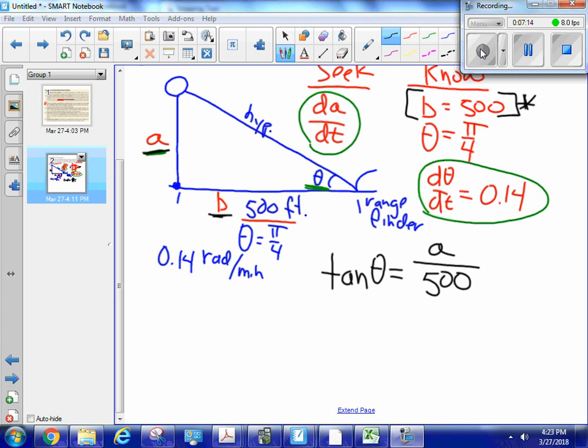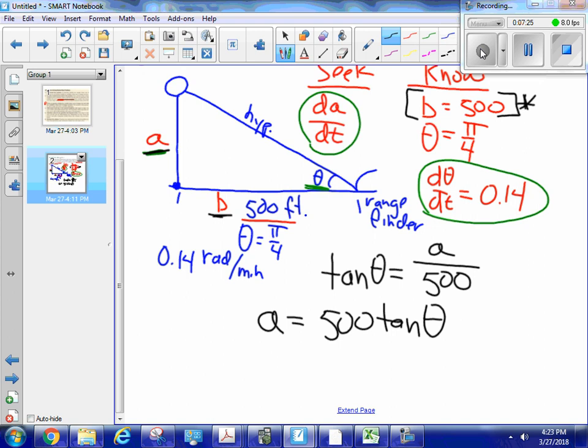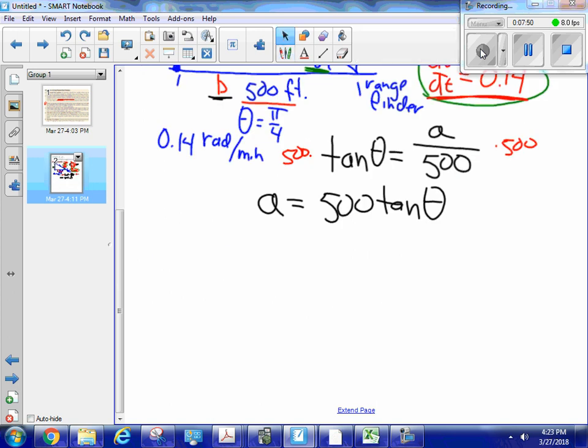So to make this just a little bit more manageable, I know that A is equal to 500 tan theta. I just multiplied both sides of this equation right here by 500. So I'm set up relating the variable whose rate of change I'm seeking with the variable whose rate of change I know. Now I'm going to differentiate both sides, and I'm going to do this very consciously, going d/dt of that and d/dt of that.